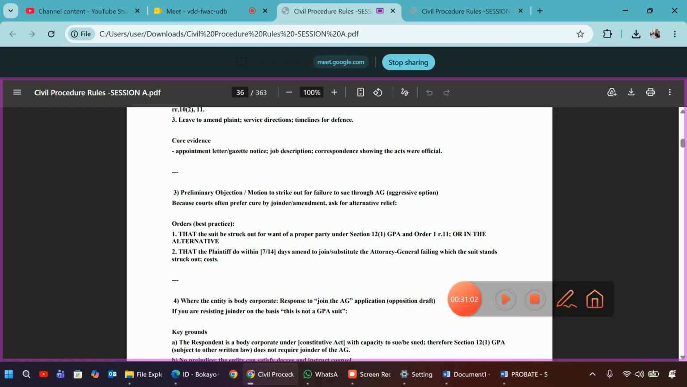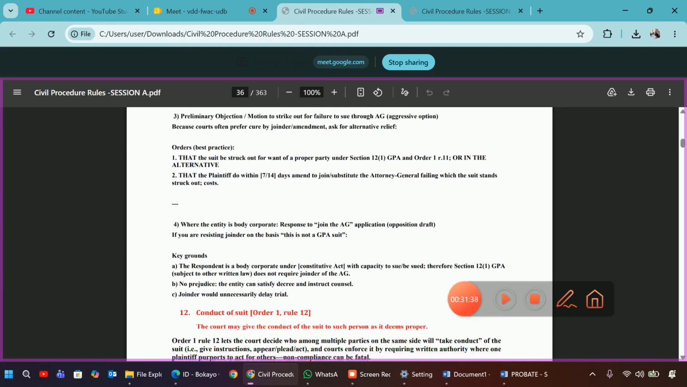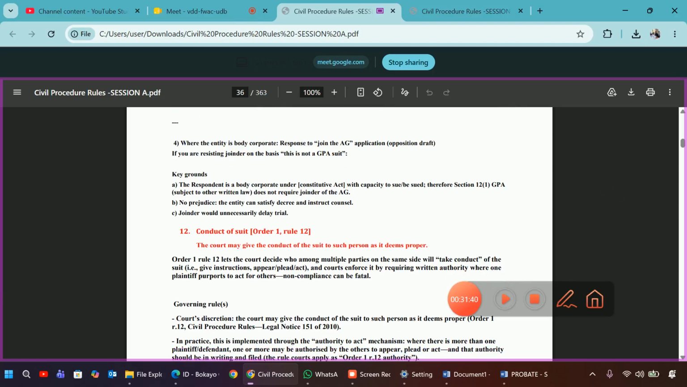Then we have a preliminary objection or motion to strike out for failure to sue through the AG. Because courts often prefer cure by joinder or amendment, ask for alternative reliefs. So the orders that you can seek in this situation are that the suit be struck out for want of a proper party against Section 12 and Order 1, or in the alternative, that the plaintiff do within 7 to 14 days amend to join or substitute the AG, failing which the suit stands to be struck out. So whenever you want to seek a striking out order, you attach it in the alternative orders that you will be seeking before the Honorable Court.